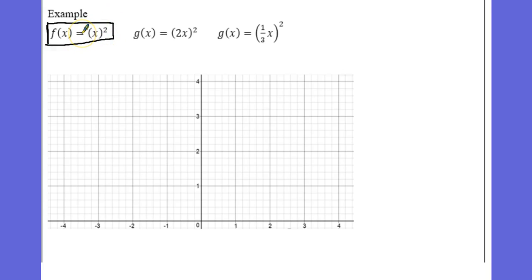Not sure why I put parentheses around that. I think it's because I was going to start tucking numbers inside in front of the x. That's why I did that. So those parentheses aren't necessary. You understand that, right? So let's graph it.